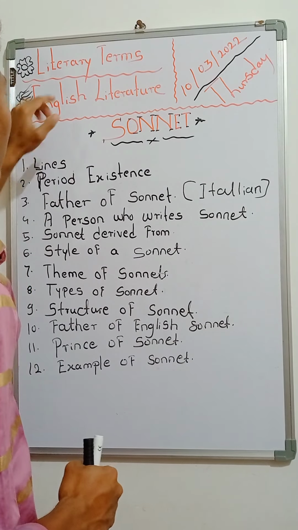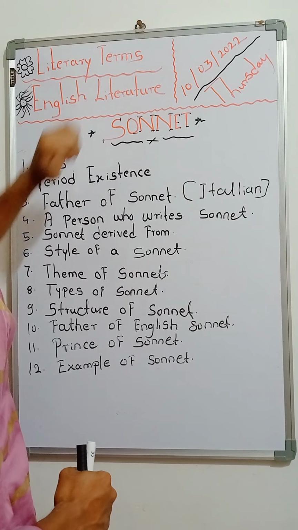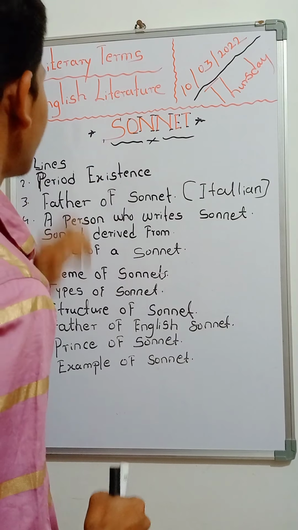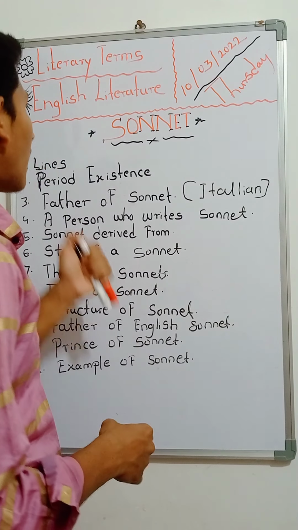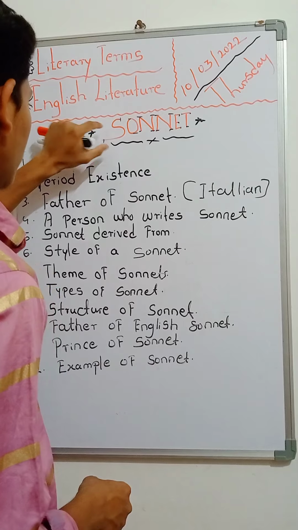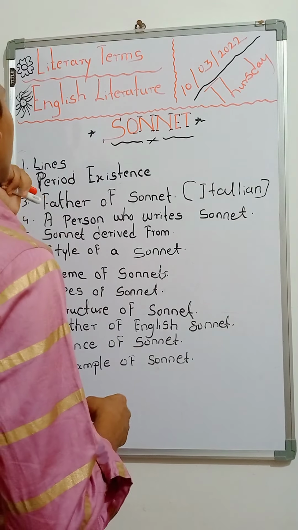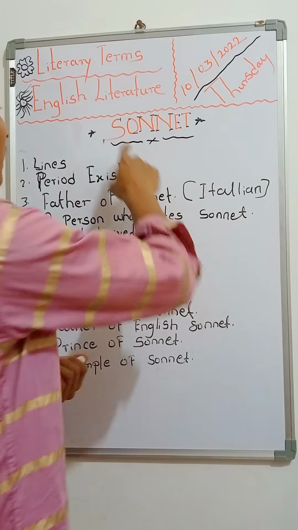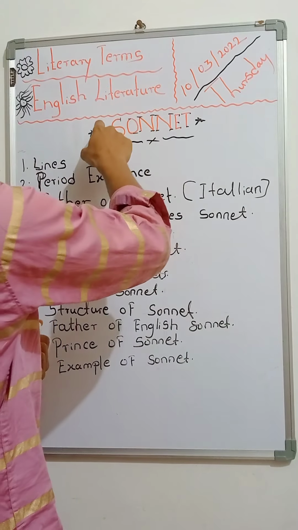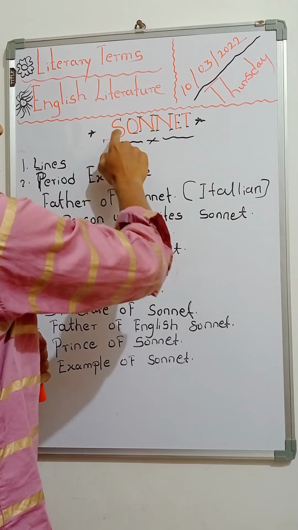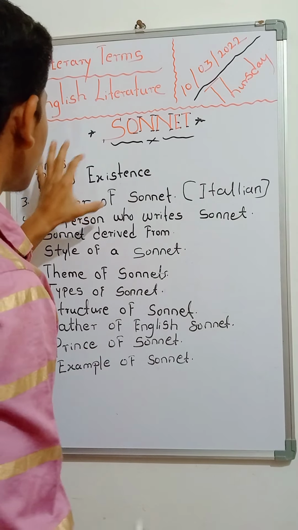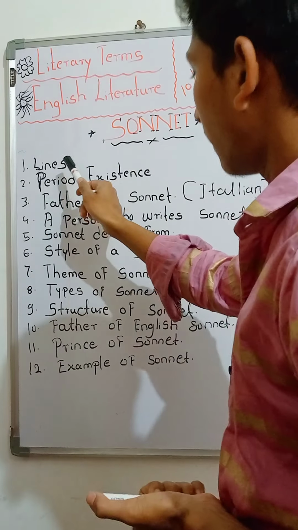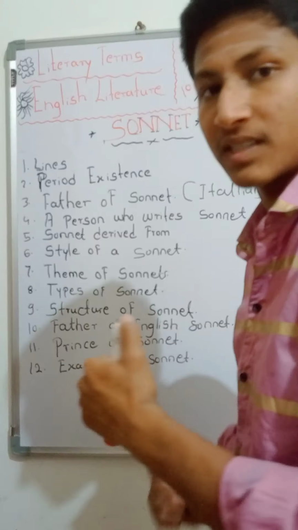And in English literature, I have decided to talk about a literary term today, and I have taken this main subject called sonnet. Sonnet is a word which also belongs to poetry, the literary form poem, and this is a part of the literary terms. Today we are going to discuss sonnet in a detailed manner. These are the points, and point by point we will be discussing in this video.